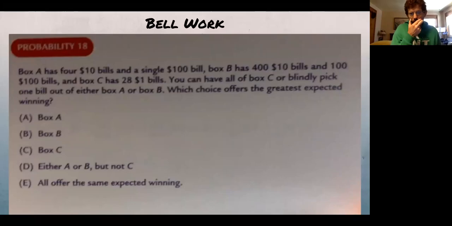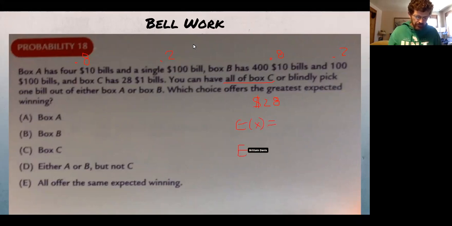All right, so what we're doing is just finding expected value with these three scenarios. Box A has four $10 bills and a single 100, so that's a 0.8 probability and a 0.2 probability for each of those. Box B is 400 and 100, but it still breaks down to a 0.8 and a 0.2 probability for those. Now, box C has $28 in it in ones, and the scenarios are you can have all of box C, so they're basically saying you can have all of the $28, or you can have the expected value of A, or the expected value of B.